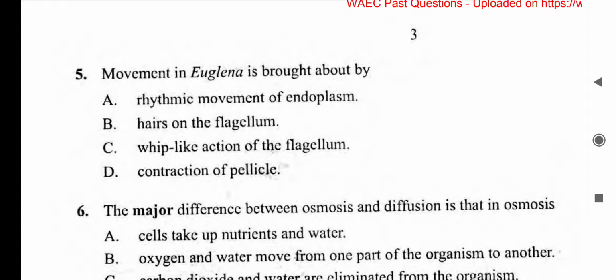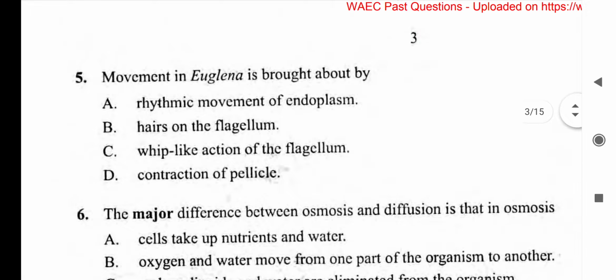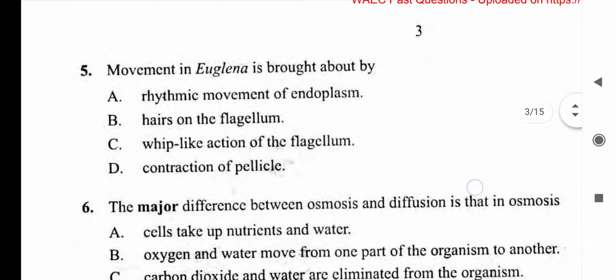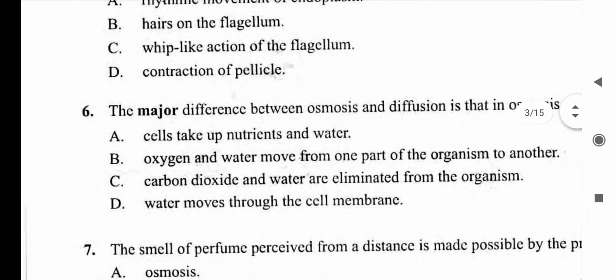The answer is C. The euglena possess flagellum and the flagellum gives a whip-like action whenever it's moving. So they use their flagellum for movement. Number 6.